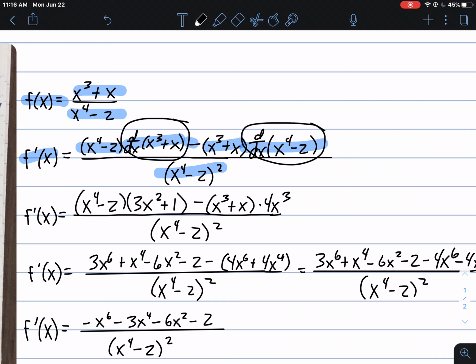So here's our x to the fourth minus 2 times the derivative of x cubed plus x, which is 3x squared plus 1. Minus, there's the x cubed plus x times the derivative of x to the fourth minus 2, which is just 4x cubed. Again, remember our derivative of 2, derivative of a constant, is 0. And then all of that is over x to the fourth minus 2 squared. Now again, we're done with the derivative. That's the derivative of our function. That's f prime. The rest of it is all about putting f prime into a more presentable format.